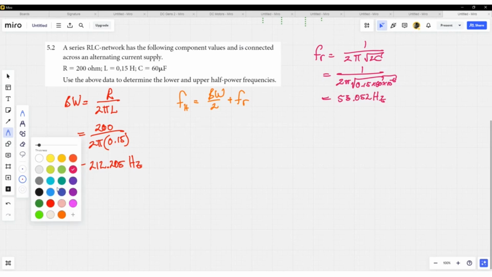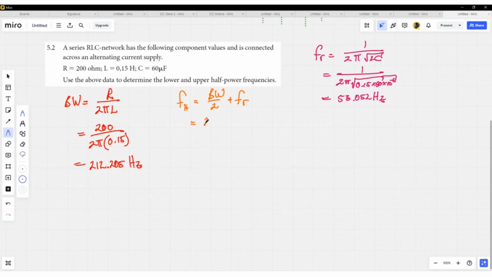Right, so now we can actually go and calculate our upper frequency and our lower frequency. That's then the 212.205 there divided by 2 plus the resonant frequency of 53.052. Let's calculate this. So 53.052 plus 212.205 divided by 2 there.